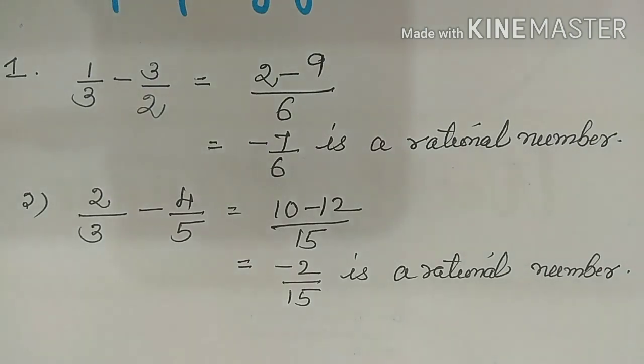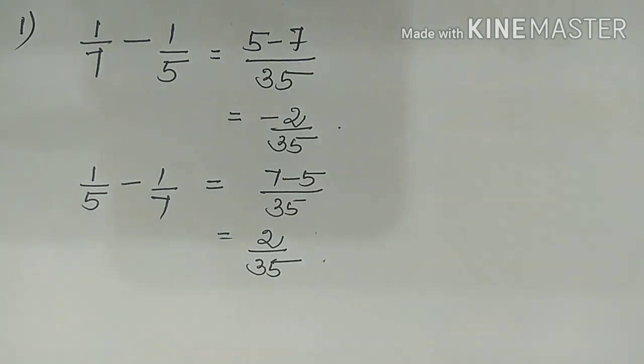Okay, it's clear. Now students, we are going to check the associative property of subtraction for rational numbers. You remember, for addition the commutative property is valid, okay, that means you can add any two rational numbers in any order, the result will be the same. Now let's see the same property in case of subtraction.